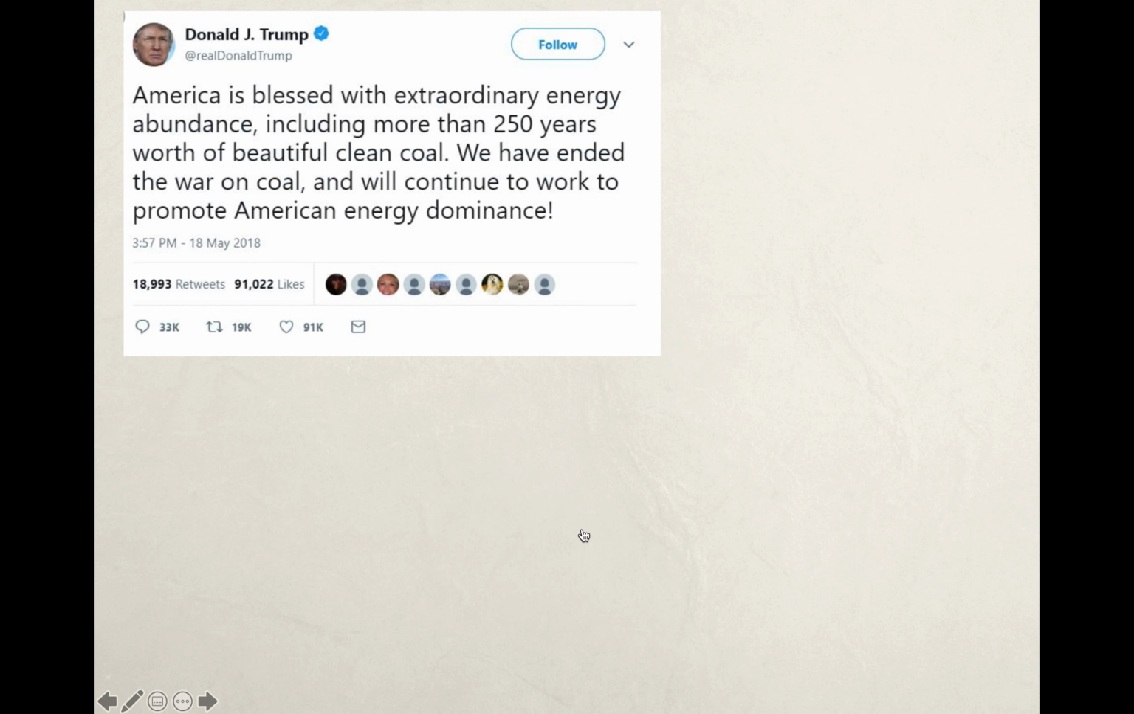A tweet from our president saying America is blessed with extraordinary energy abundance, including more than 250 years worth of beautiful, clean coal. We have ended the war on coal and will continue to work to promote American energy dominance. Yes, we do have a lot of coal left, but the beautiful clean coal, that's where it's a bit of an oxymoron or just a flat out lie.